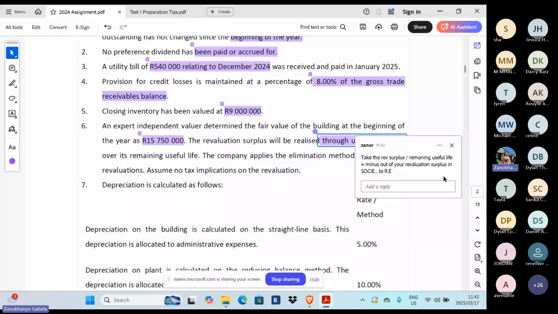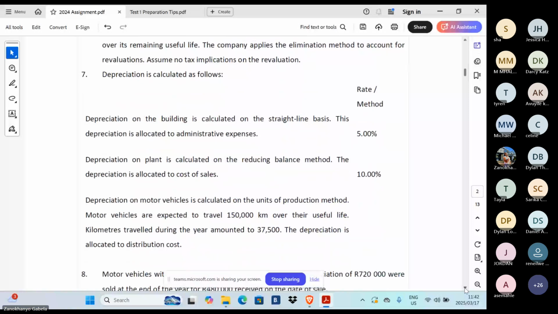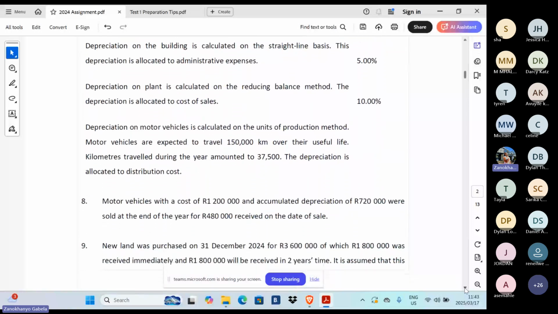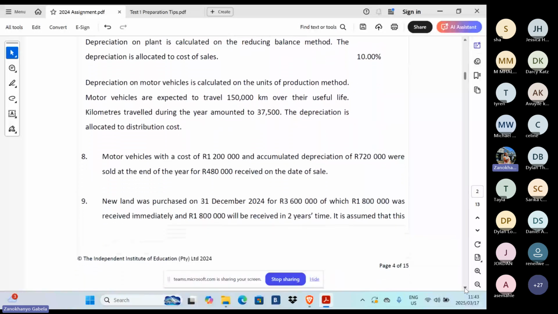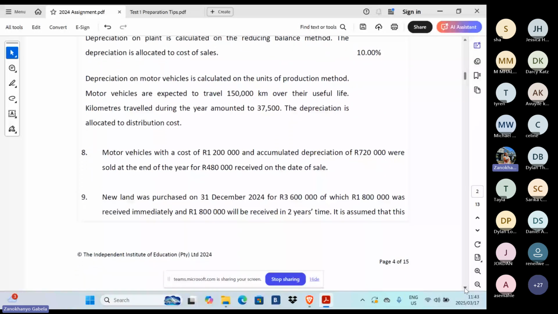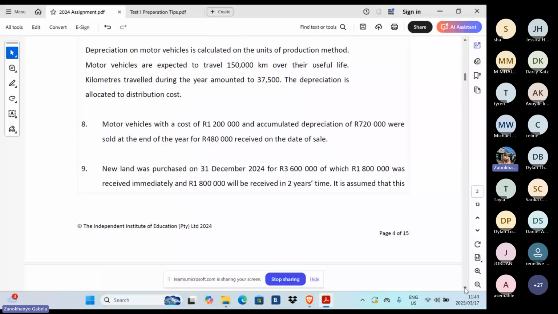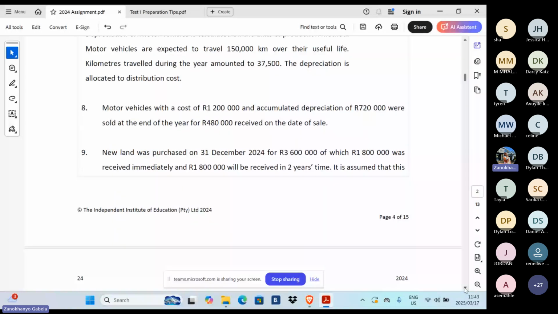And then let's see, depreciation is calculated as follows. Okay. I don't think I'm even going to highlight this one because you all know what to do. Depreciation on motor vehicles is calculated on the units of production method. Motor vehicles are expected to travel 450,000 kilometers over their useful life. Kilometers traveled during the year amounted to 37. Okay, so that's the units of production method, this one. Right. So these are nice and small stuff.